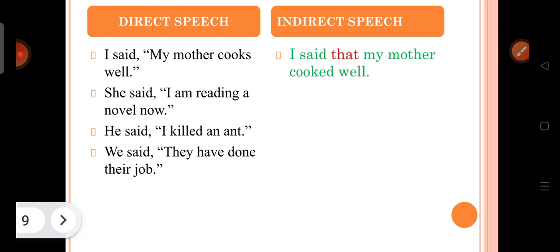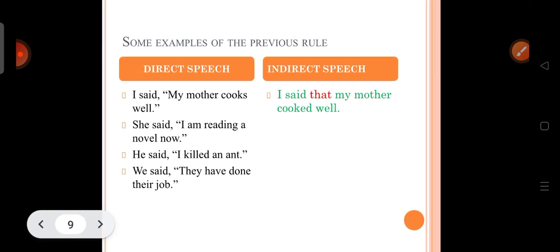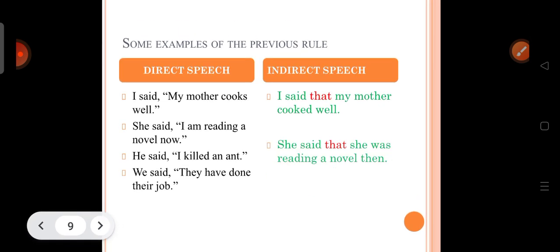In the same way, other sentences will also change. Just look at them carefully. "She said, I am reading a novel." How do you change it? Answer it on a paper and then look at the answer. I am showing the answer. Just see and check your answers. She said that she was reading a novel then.